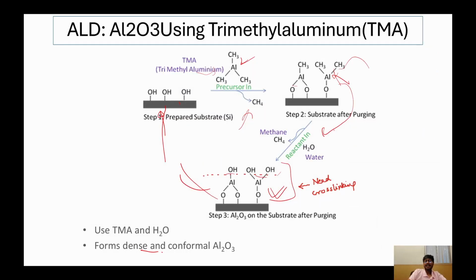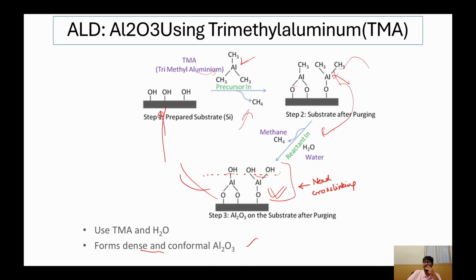This forms a dense and highly conformal Al2O3 coating. Okay, so you can use it for applications where you need to fill a trench, where you just need a highly conformal coating over the trench.